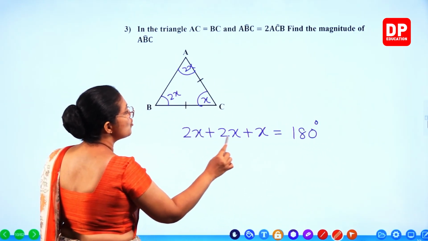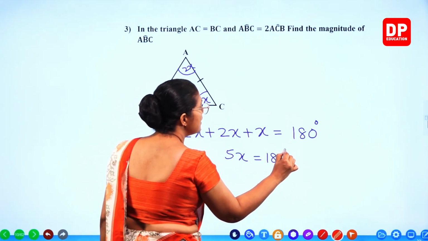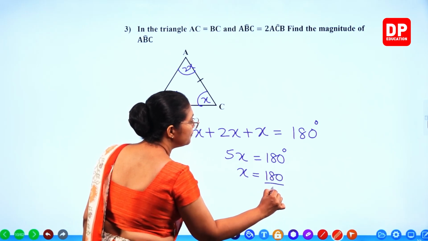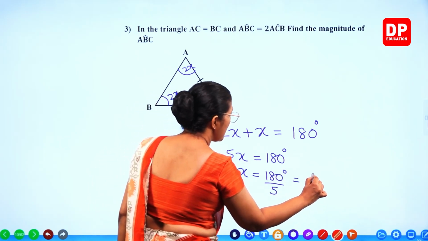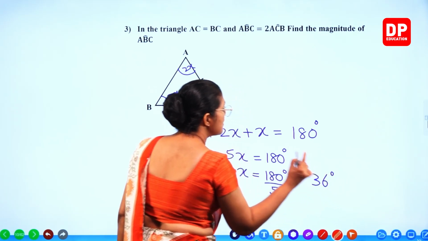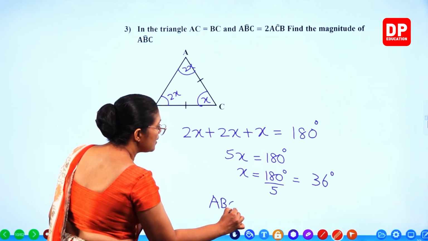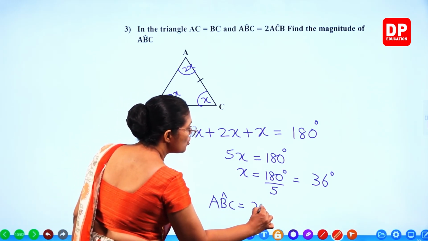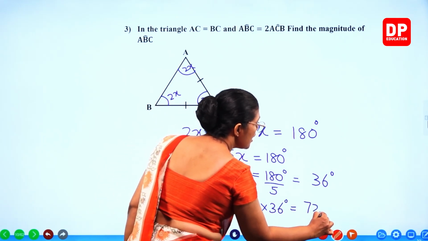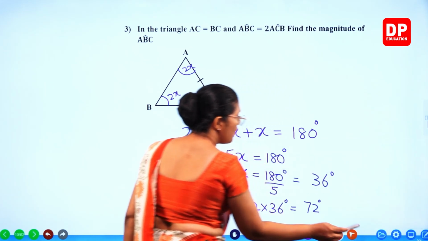That's 2, 2, 1. That's 5x equals 180 degrees. X becomes 180 divided by 5. So you get 36. But you need the ABC angle. That's 2x, 2 times 36. You get 72 degrees. So you get 2 marks for that as well.